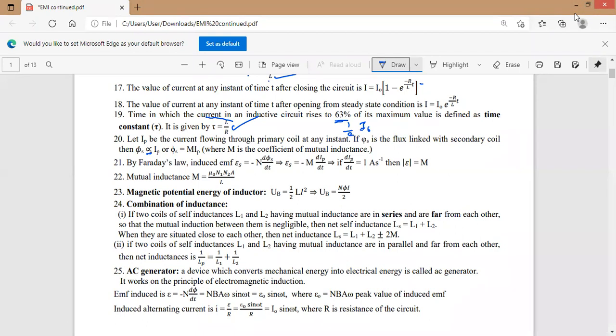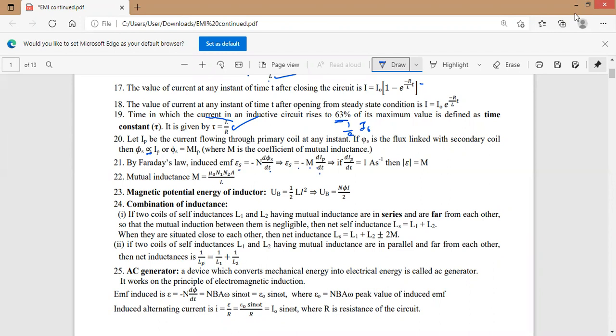Next, according to Faraday's law, the induced EMF in the secondary coil, epsilon s, is equal to minus N d phi s by dt. But according to this, N phi s is what? M into Ip. M is a constant, take it outside. It becomes minus M into dIp by dt.